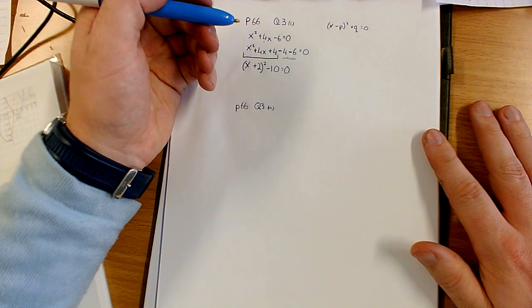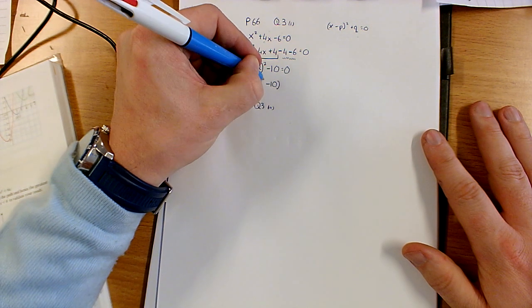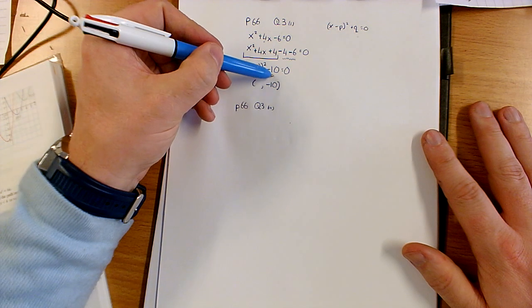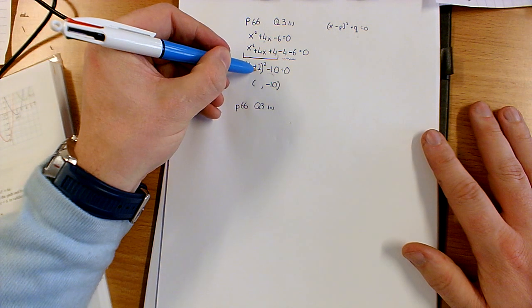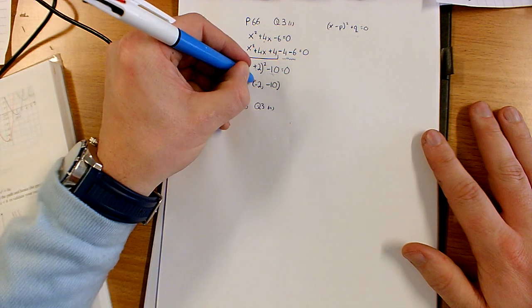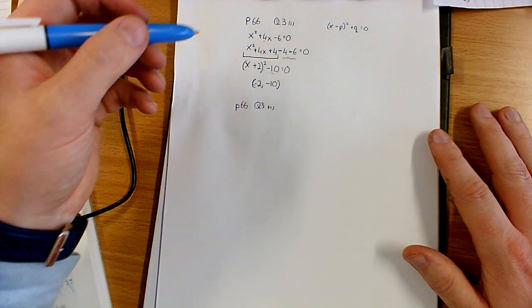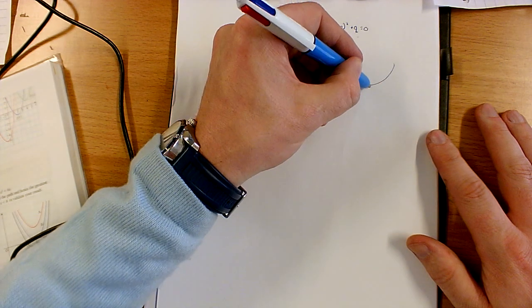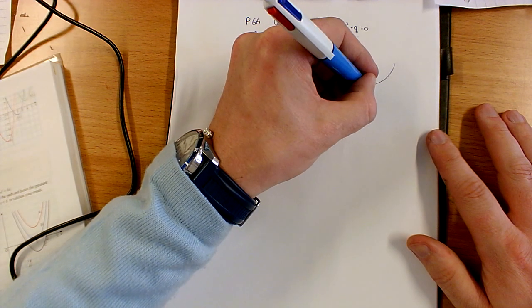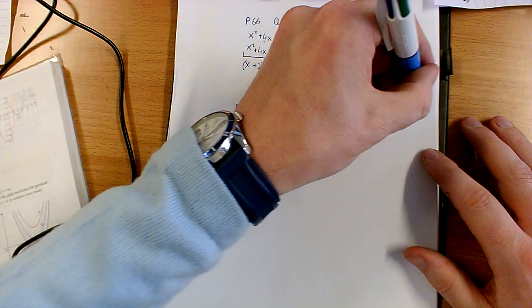Out of interest, not that we're asked, but the minimum point is, well, the y value is minus 10. I take that straight from here. The x value is, again, I change that sign so it becomes a minus 2. So that's the minimum value. Just to get a visual representation, this is a U shape, and this bit here is minus 2, minus 10. Okay, so that's that done.